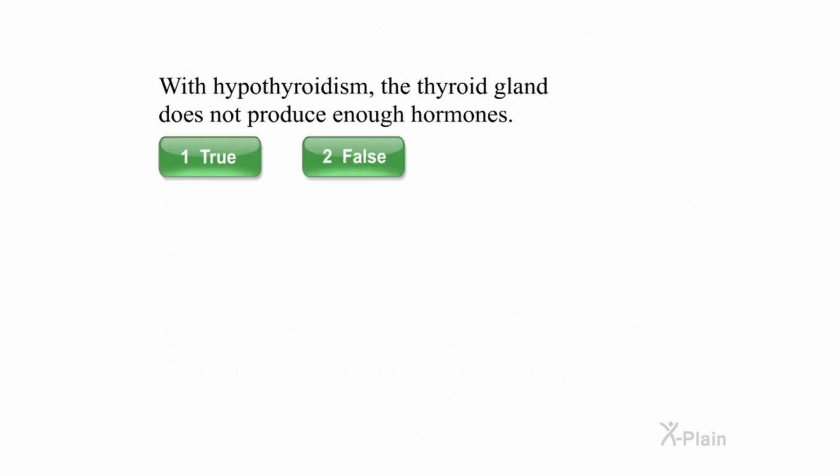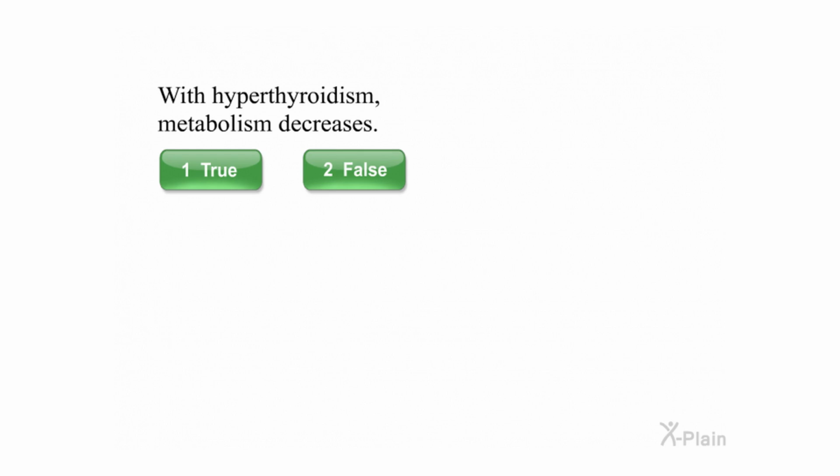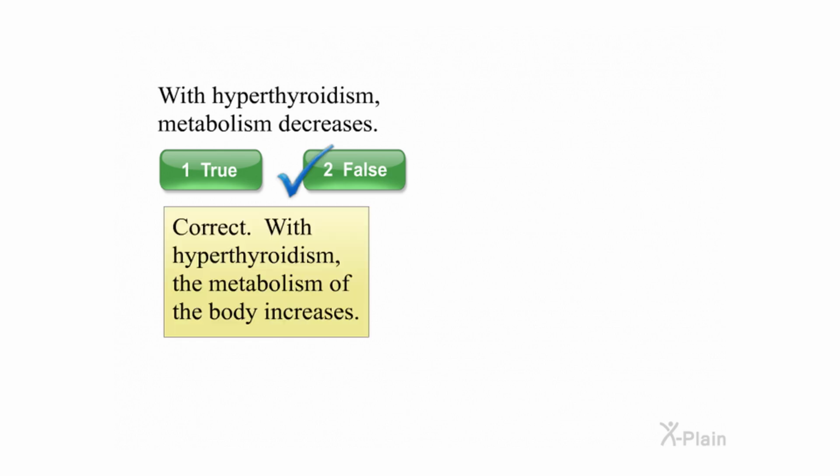With hypothyroidism, the thyroid gland does not produce enough hormones. Select true or false. Correct. With hyperthyroidism, metabolism decreases. Select true or false. Correct. With hyperthyroidism, the metabolism of the body increases.